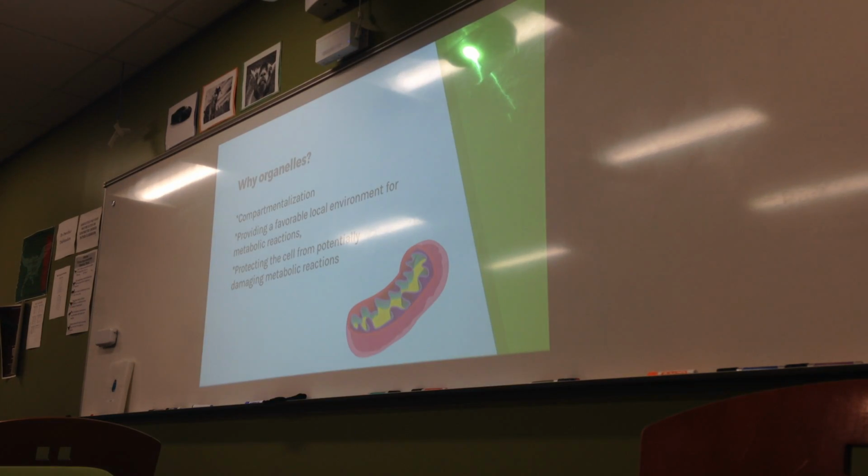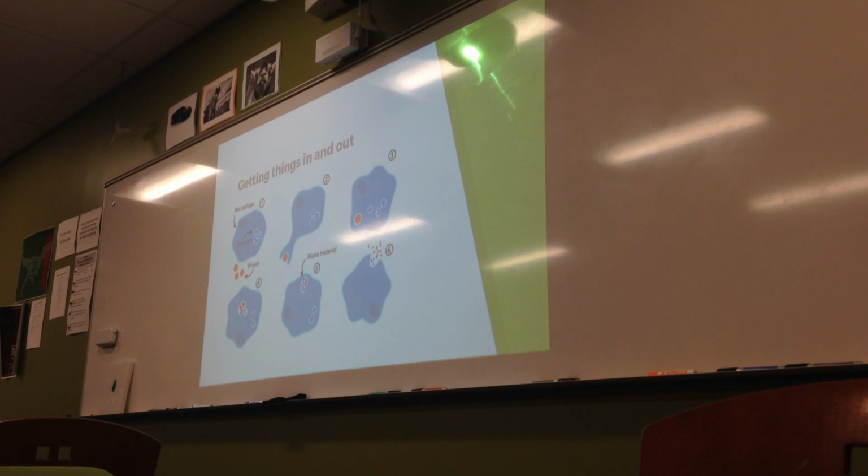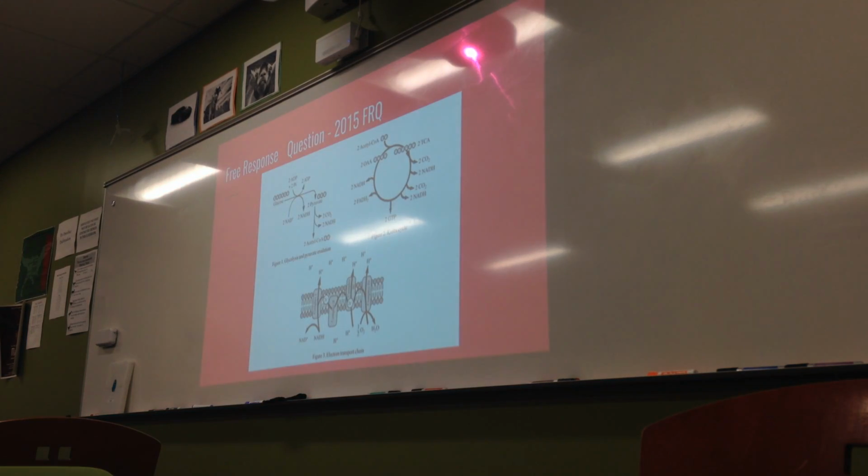Okay, why organelles? They help with compartmentalization. They provide a favorable local environment for metabolic reactions. They can protect the cell from potentially damaging metabolic reactions. So this compartmentalization gives us these two benefits. And getting things in and out. So viruses or bacteria can be engulfed by cells. We call that phagocytosis, and then they're digested, and then they're excreted through exocytosis.